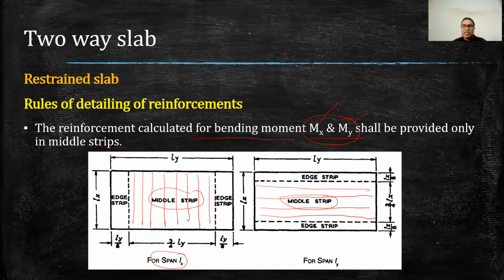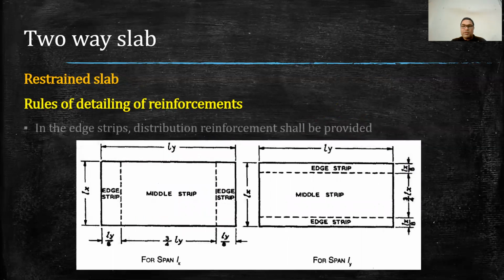So that is why we provide maximum reinforcement to resist the bending moment effects Mx and My along the middle strip only. Now, do we provide reinforcement in the edge strip or not? Do we leave it empty? No, we provide reinforcement along the edge strip also. But what reinforcement will we be providing? That reinforcement will be distribution reinforcement. So main reinforcement will be along the middle strip.